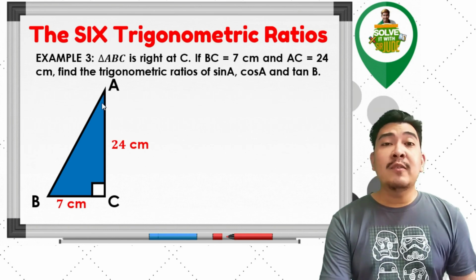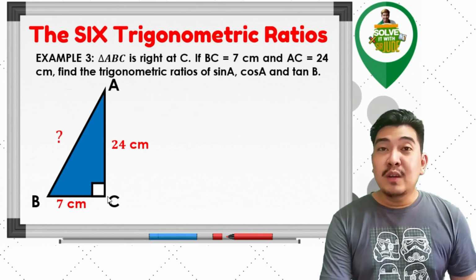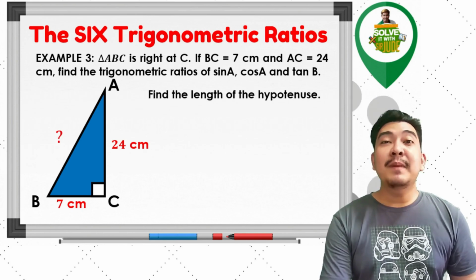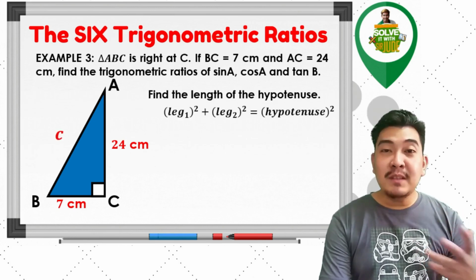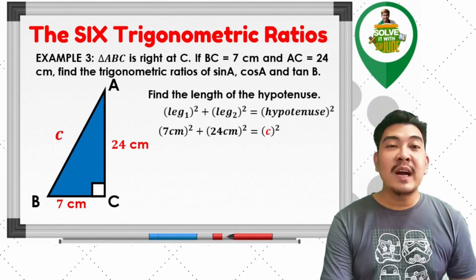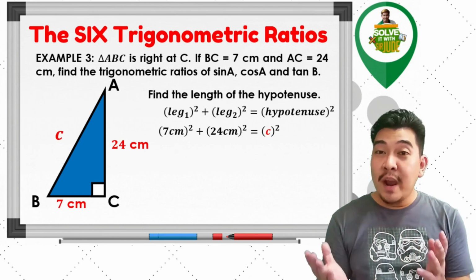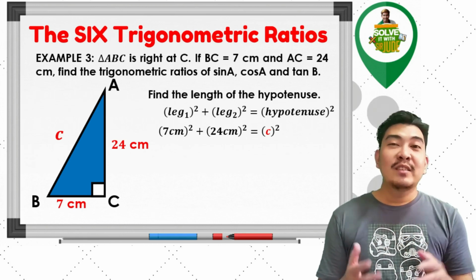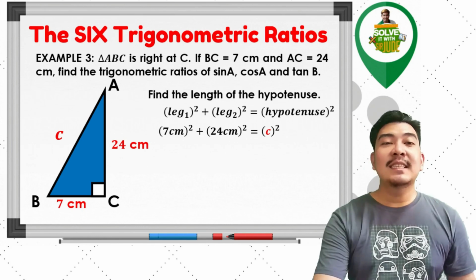Take note that in the right triangle given, the hypotenuse is missing. So we first need to find the hypotenuse using the Pythagorean theorem. So find the length of the hypotenuse. Using the Pythagorean theorem and substituting the values, we have the square of 7 centimeters plus the square of 24 centimeters is equal to C squared. We represented the length of the hypotenuse as C.